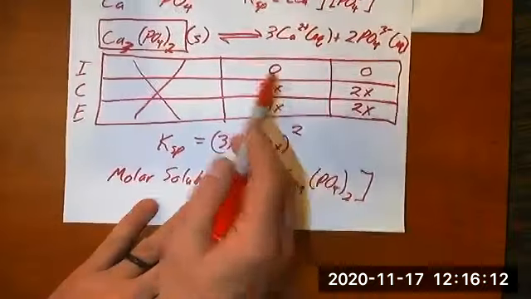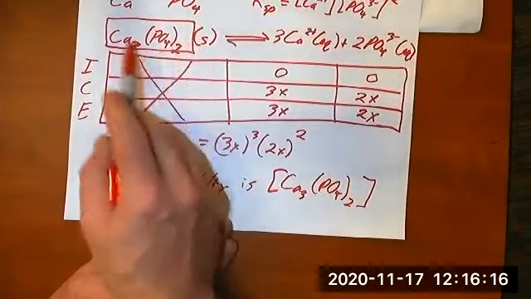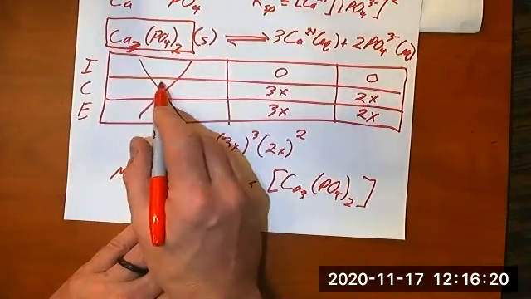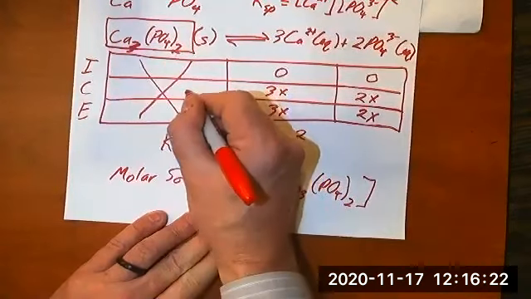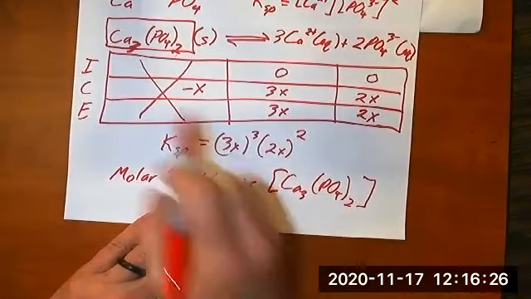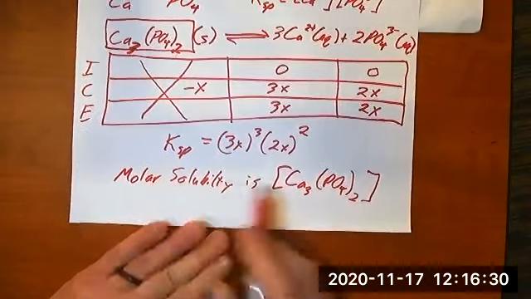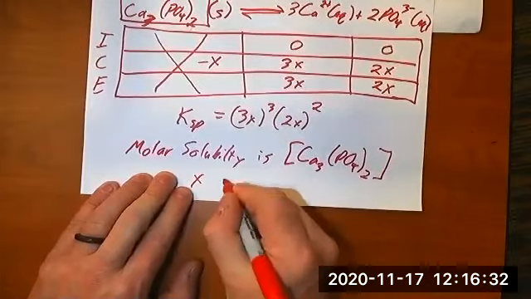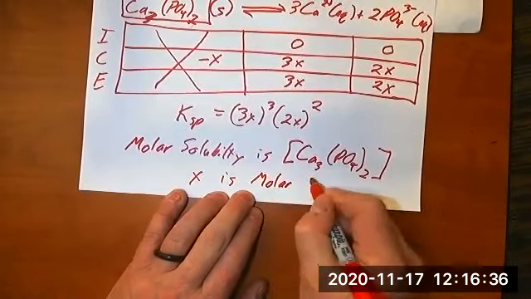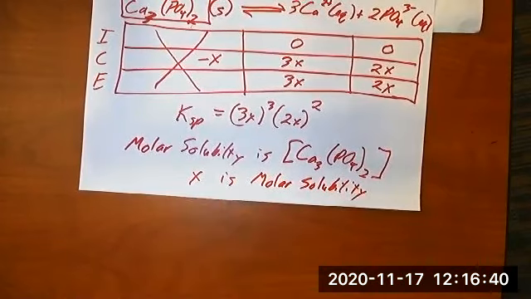But if we look at the expression that we have here, the amount of calcium phosphate that goes away, if we did include that in our change line, it would be minus a single x, right? Because it has a stoichiometric coefficient of 1. So x is our molar solubility.